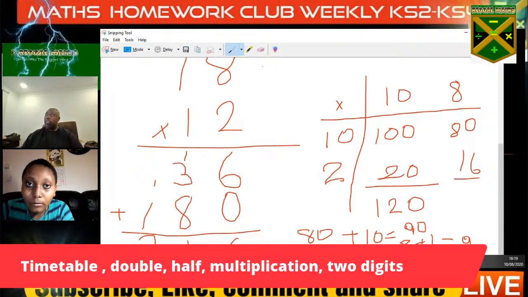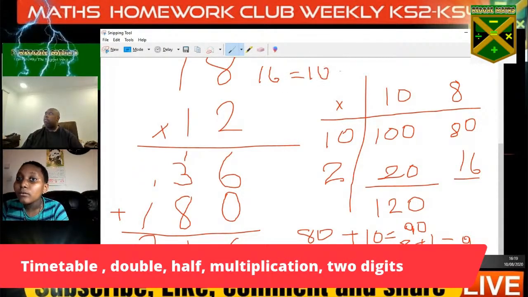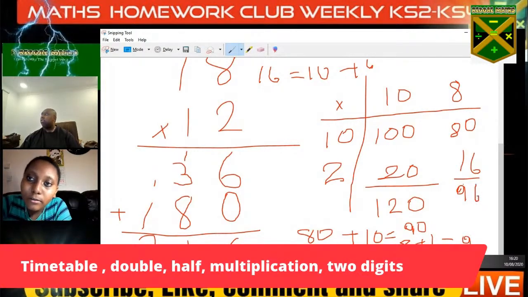So let's break down 16. 16 is broken down into 10 plus 6. Okay? So now we know that 10 plus 6 is equal to 16. We also know that 80 plus 10 is 90. So what's 90 plus 6? 96.